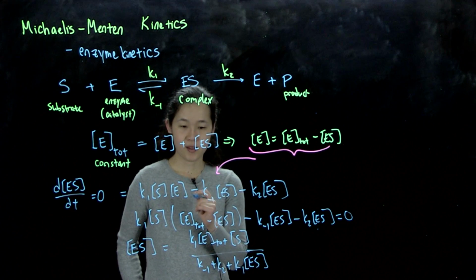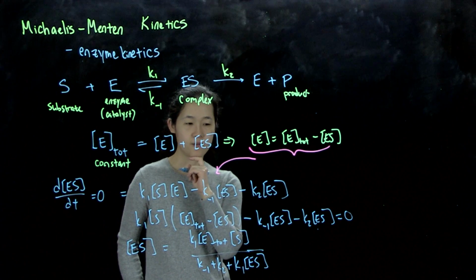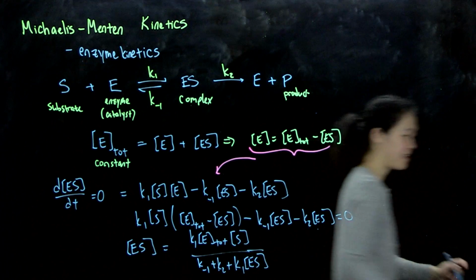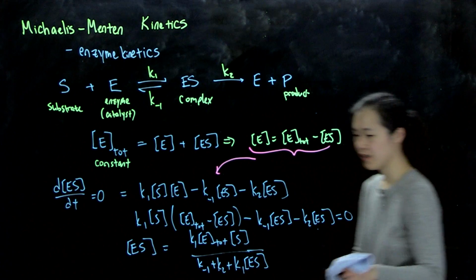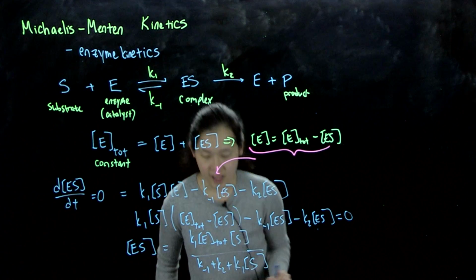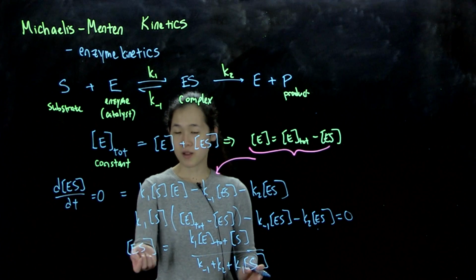Oops. Did I make a mistake? I meant to say S down there. That's an S. Okay, S. Very good. So this is our expression for the complex concentration.